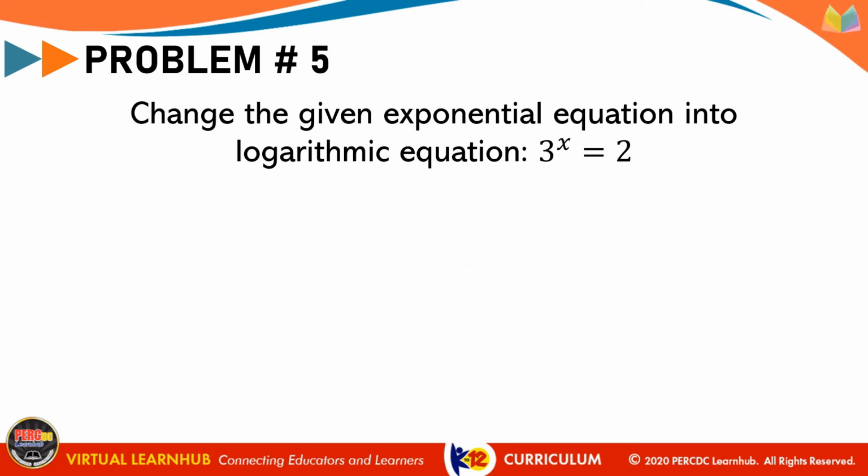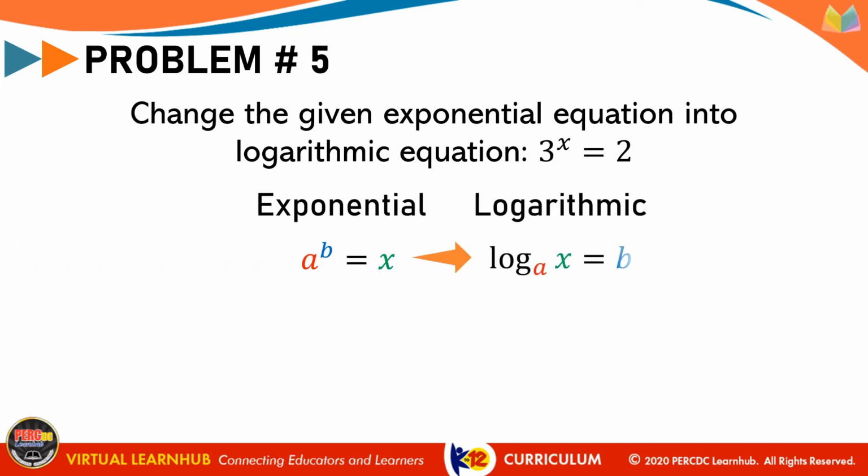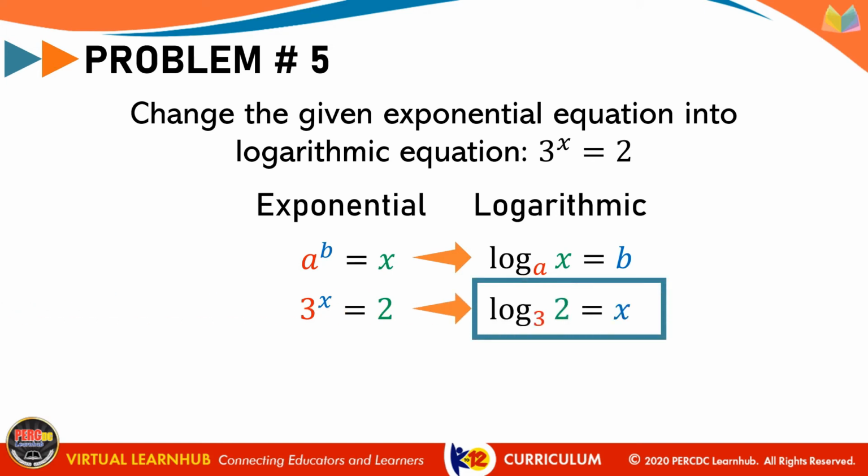Problem number 5. Change the given exponential equation into logarithmic equation: 3 raised to x equals 2. Again, let's remember that an exponential function is represented like this, just like in the given. And we can transform it to this form, logarithm of x to the base a equals b. So from 3 raised to x equals 2, it will become logarithm of 2 to the base 3 equals x.